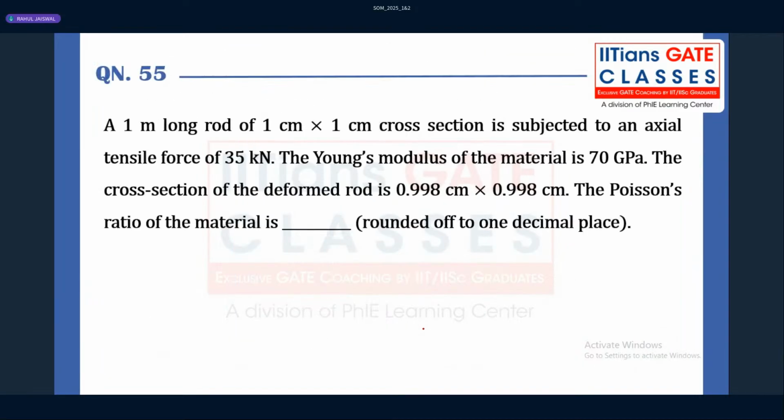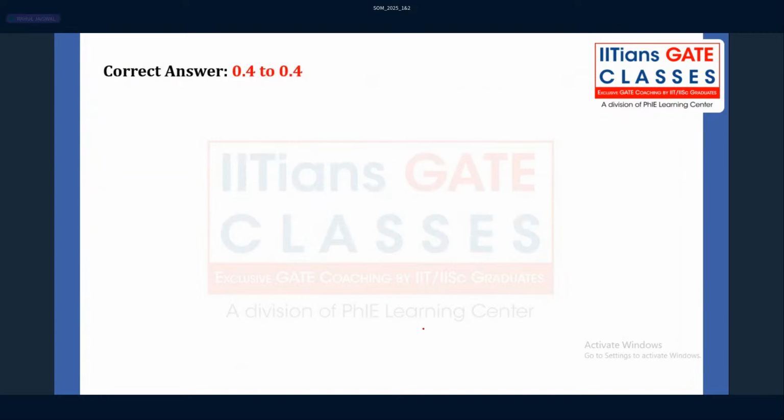Now see question number 55. Guys, what they have given in question 55: a 1 meter long rod of 1 centimeter by 1 centimeter cross section is subjected to an axial tensile force of 35 kilonewton. Young's modulus for this material is 70 gigapascal, and the cross section of the deformed rod is 0.998 by 0.998 centimeter. The Poisson ratio of this material is what? So how are we getting this answer?